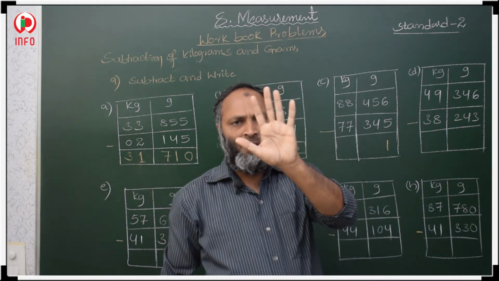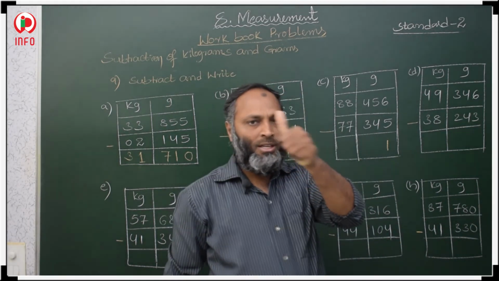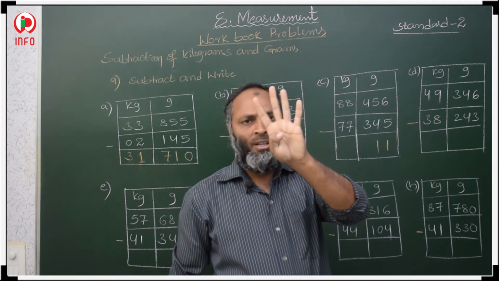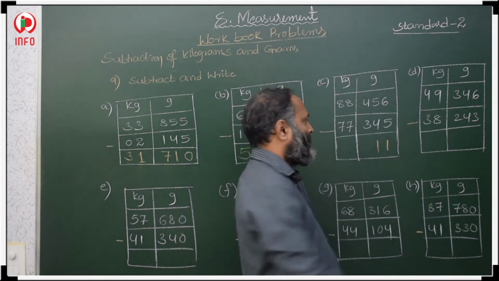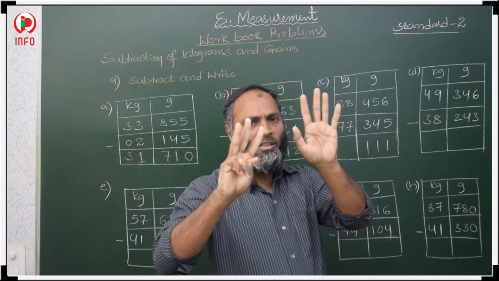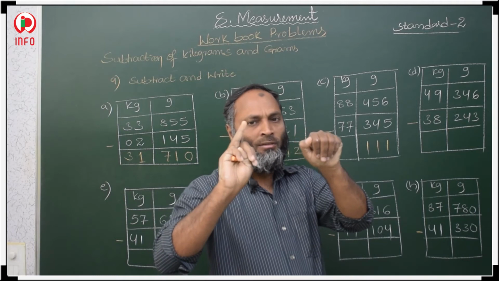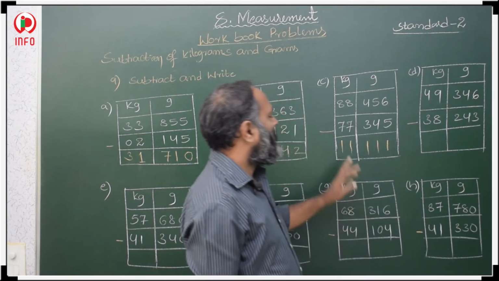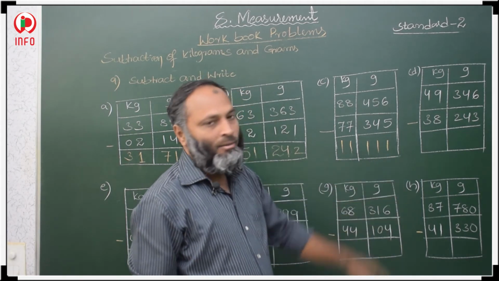5 minus 4 next, 5 minus 4 is 1. 4 minus 3, 4 minus 3 is 1. 8 minus 7, 8 minus 7, 1. Again 8 minus 7 is 1. So, 11 kgs, 111 grams.